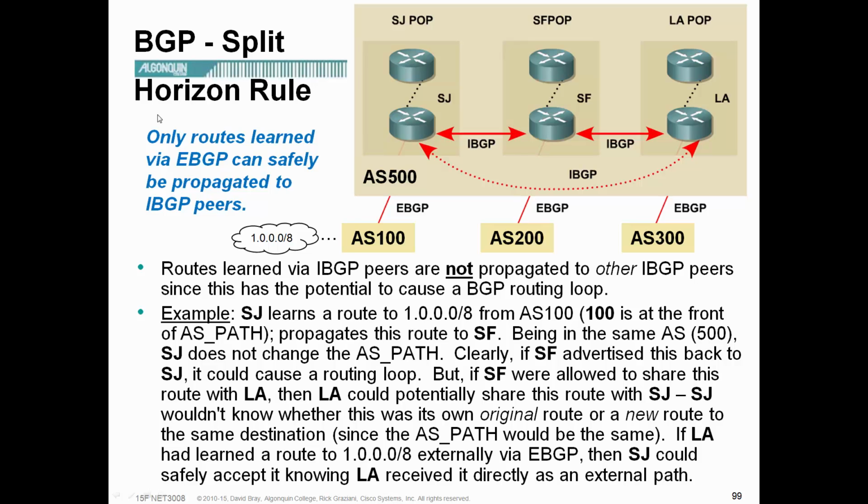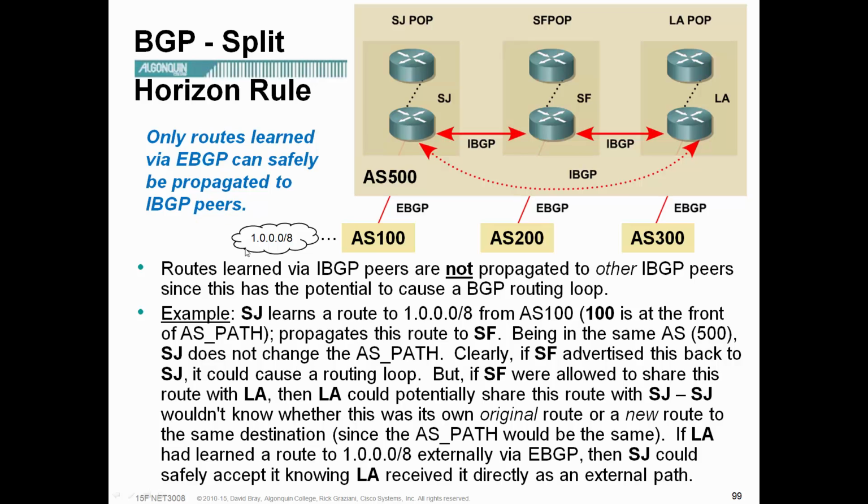In this short video, we'll discuss the BGP split horizon rule. The rule stated here in blue is: only the routes learned via eBGP can safely be propagated to iBGP peers. In other words, only the routes that I learned from an external partner can be advertised to my internal partners.